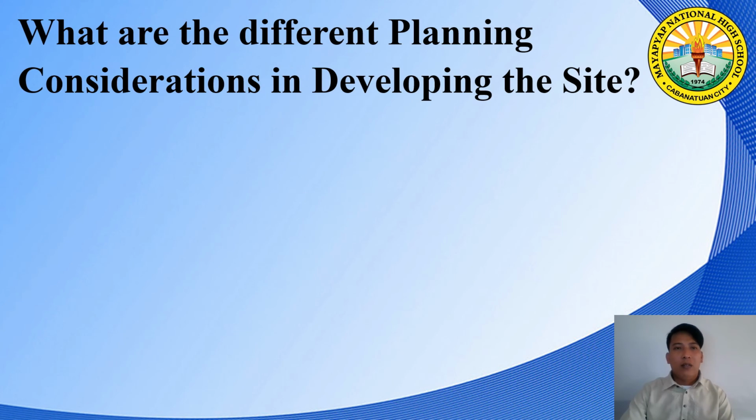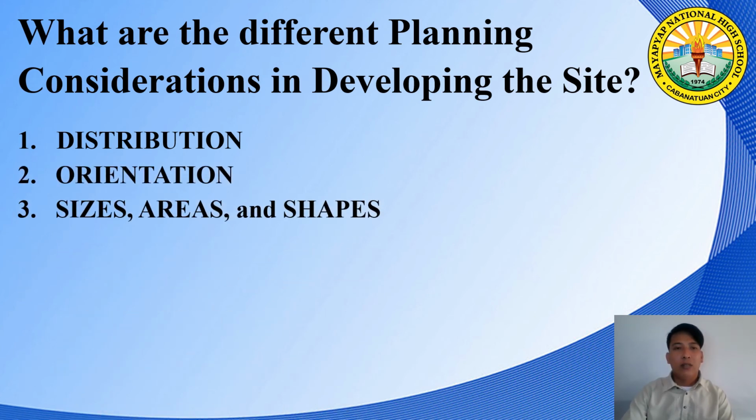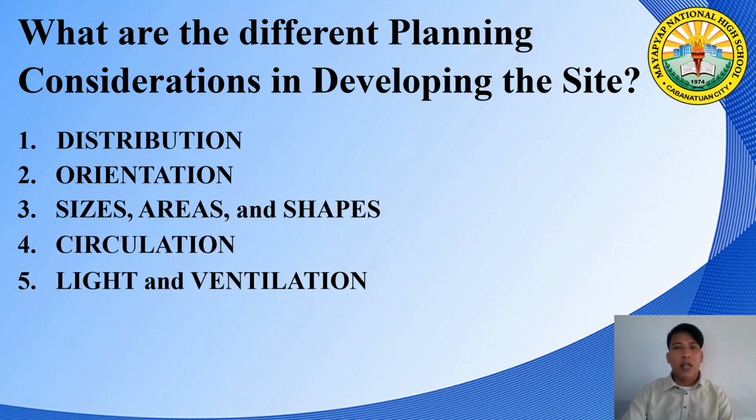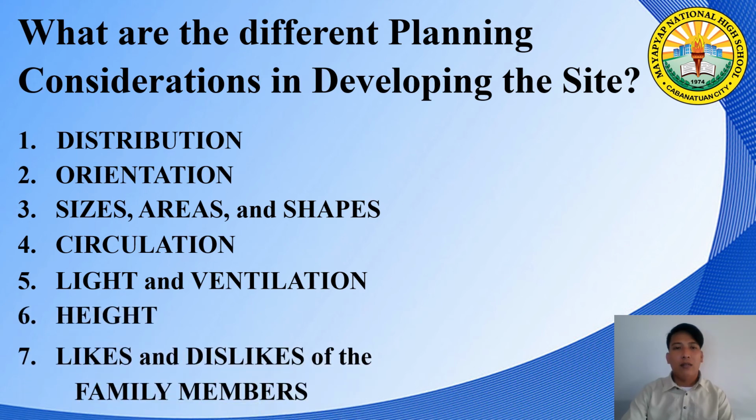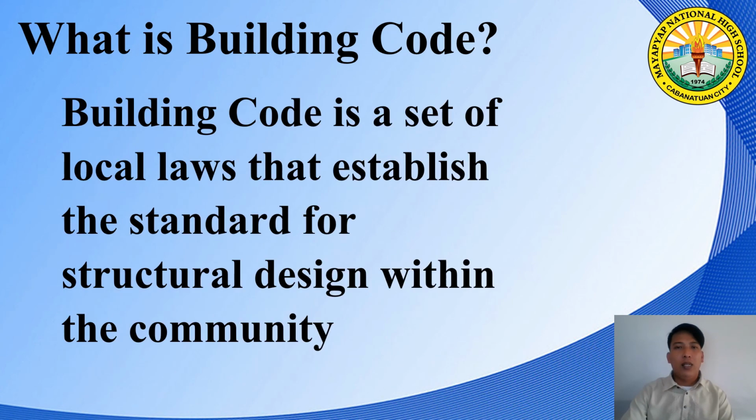Next, what are the different planning considerations in developing the site? The different planning considerations in developing the site are distribution, orientation, sizes, areas and shapes, circulation, light and ventilation, height, and likes and dislikes of the family members. What is building code? Building code is a set of local laws that establish the standard for structural design within a community.